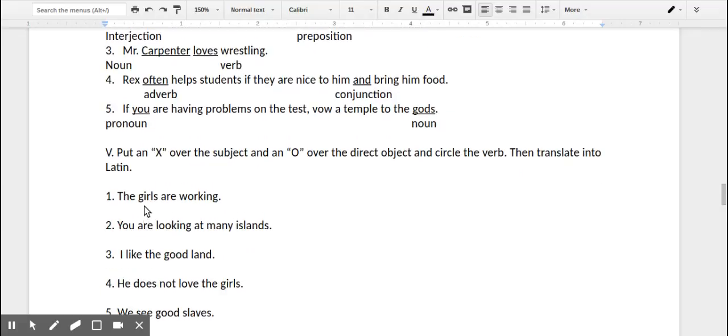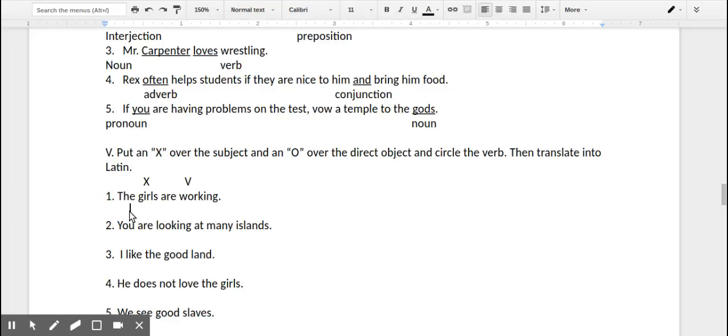All right. So we'd have an O over here. So let me get this cursor in the right place. So girls would be the subject. Well, I guess I'll do it from the top. Girls are the subject, so it'd be nominative case, are working is the whole verb. Sorry, so the girls are working. There's no direct object here.